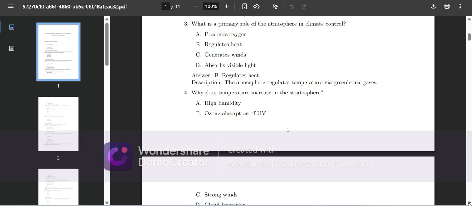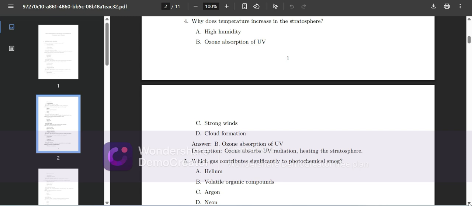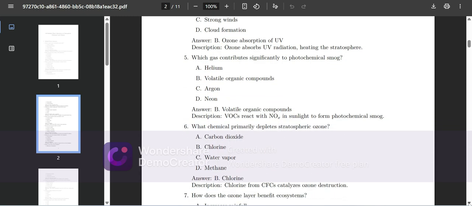What is a primary role of the atmosphere in climate control? Regulates heat. The atmosphere regulates temperature via greenhouse gases. Why does temperature increase in the stratosphere? Ozone absorption of UV. Ozone absorbs UV radiation hitting the stratosphere.